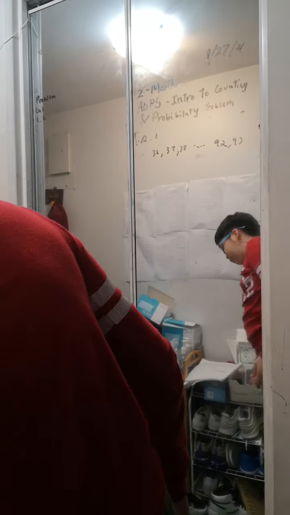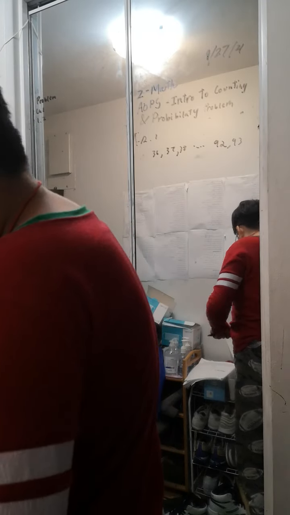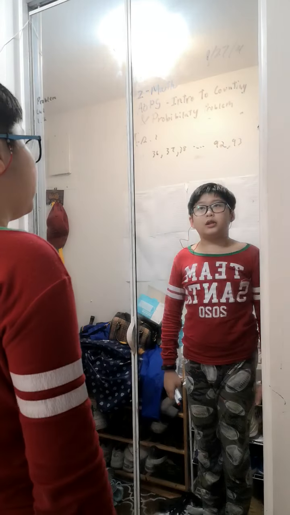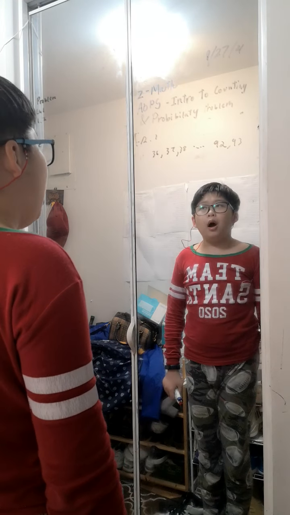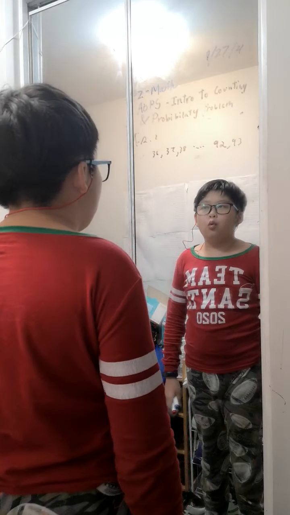Today is September 27, 2021. The problem I'm dealing with now is from The Art of Problem Solving, Intro to Counting and Probability. Is there a problem with exercise 1.2.1?